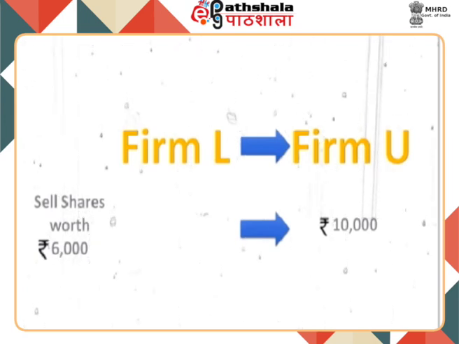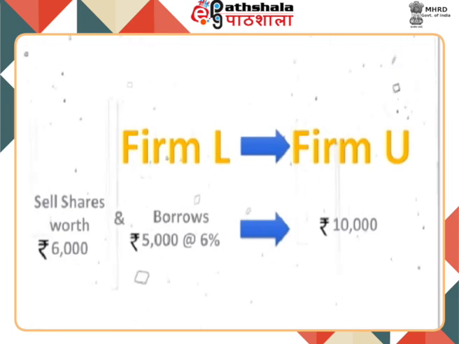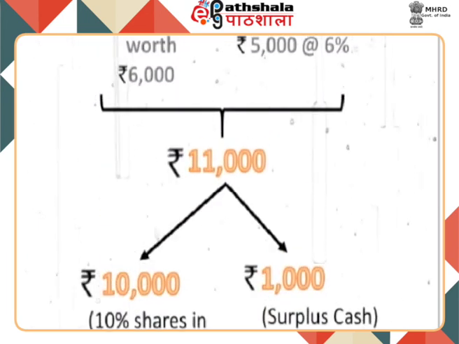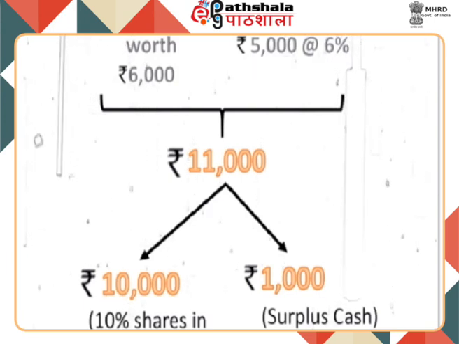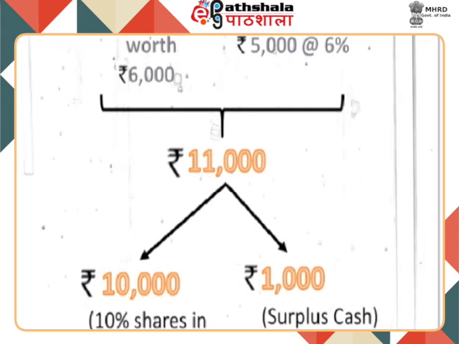So he borrows rupees 5,000, that is 10% of debt of firm L at the rate of 6% per annum. Now he has rupees 11,000. He buys 10% shares in unlevered firm for rupees 10,000 and thus he is left with rupees 1,000.